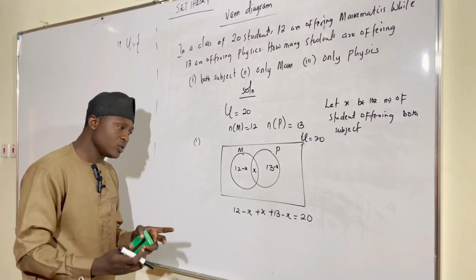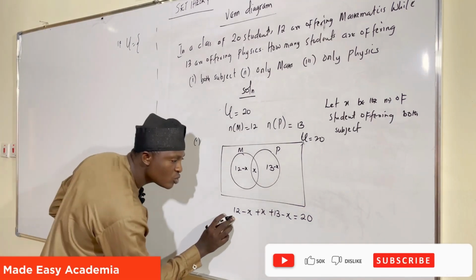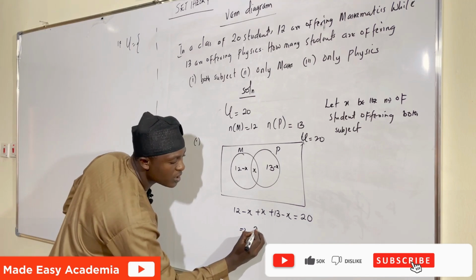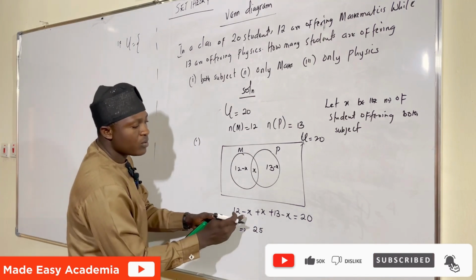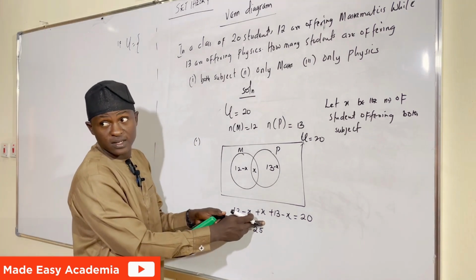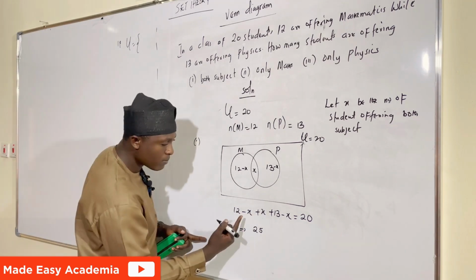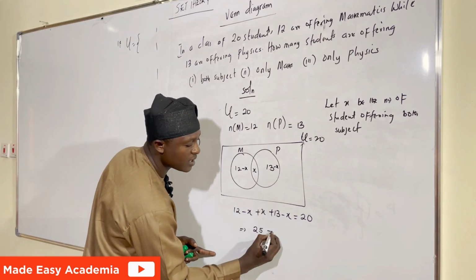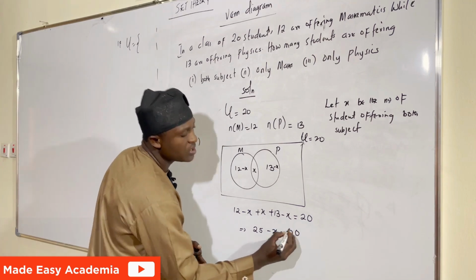So let's add those numbers together. Now 12 plus 13, of course, we are going to have 25. Now minus X plus X, that one is what? That one is 0. So minus X plus X is 0. What we have left is 25 minus X is equal to 20.